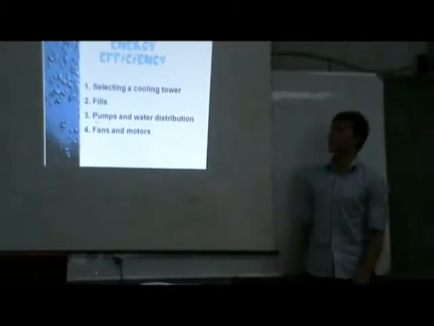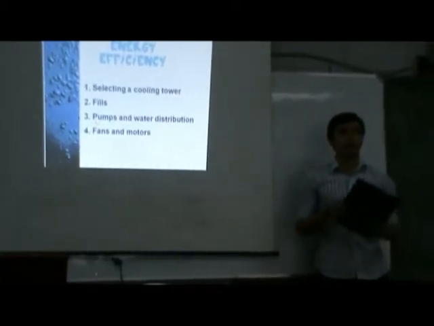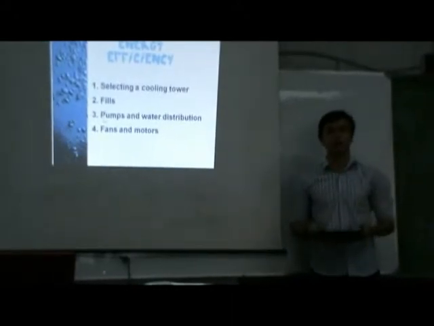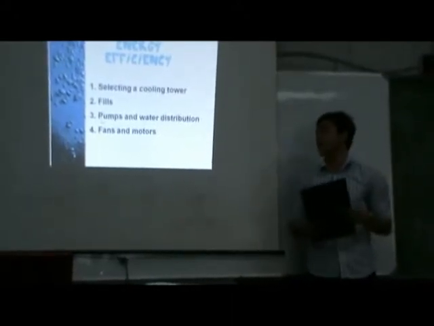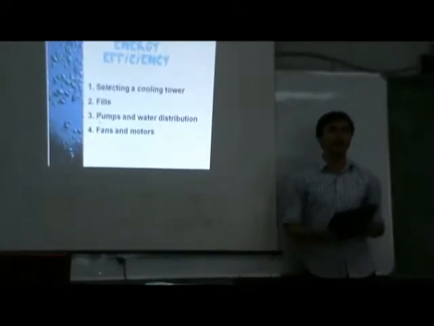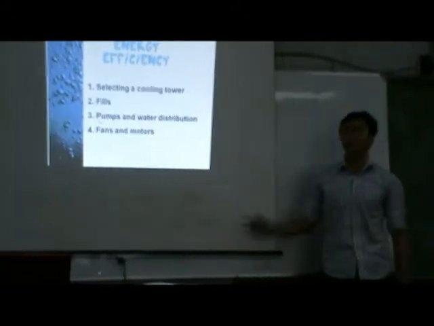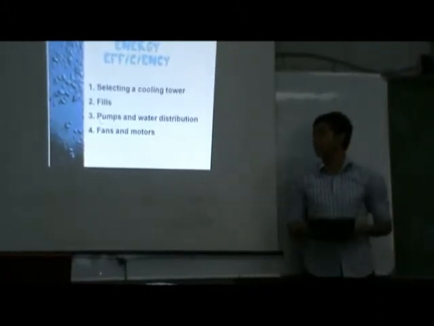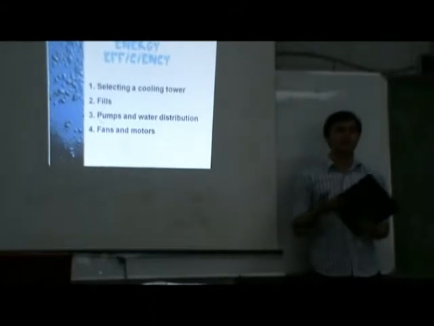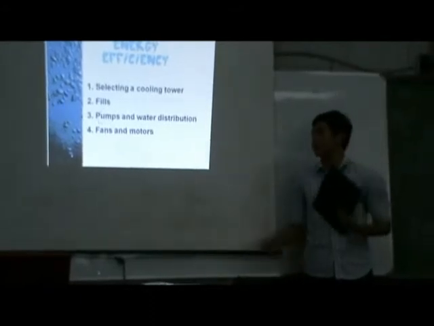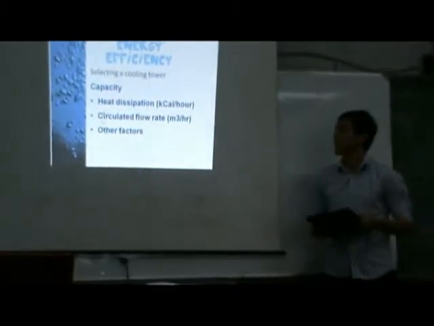Number 1 is the selection of cooling tower. What are the parameters we want for our cooling tower? Second is the fill media. And number 3 is the pumps and water distribution. Number 4 is the selection of fans and motors. So, una natin tackle yung selection of a cooling tower.